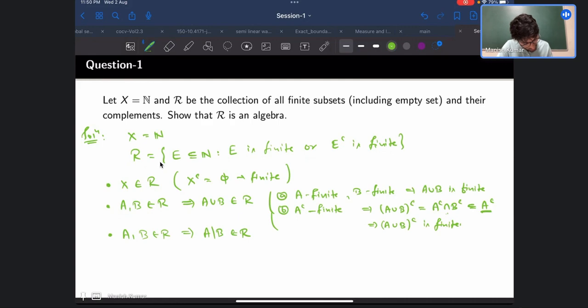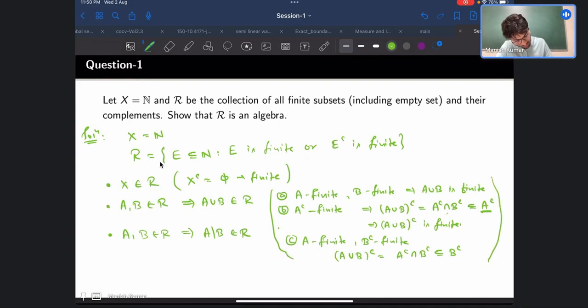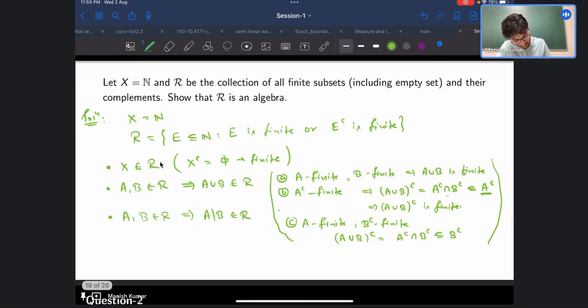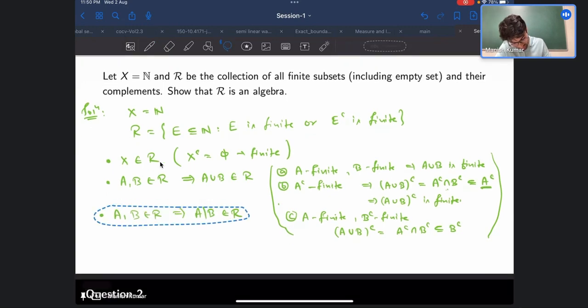Let me see. So if A is finite, one case is missing, so there is another case. So suppose A is finite and B complement is finite, right? So this is the another case. Now when this is there, you consider again the same thing, A union B complement. If you do, you will get A complement intersection B complement, which is contained in B complement. This is finite, so this is finite. Okay, so in all the three cases we got that this A union B will belong to R. Similarly, we can deal here as well.